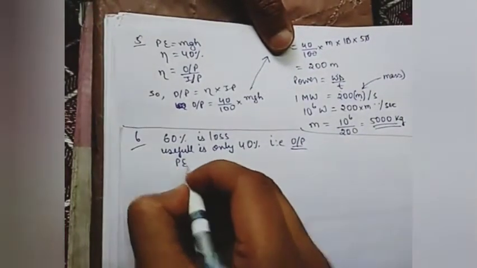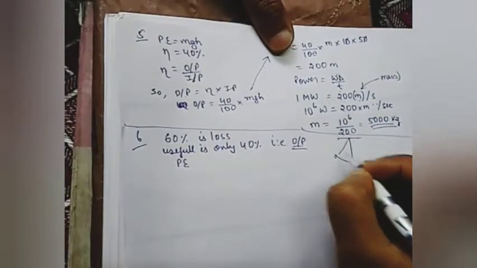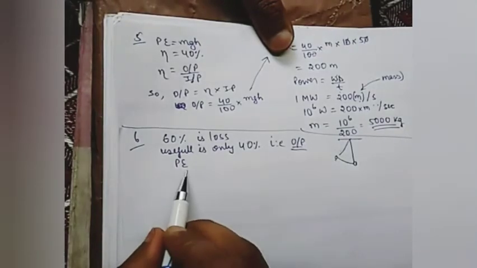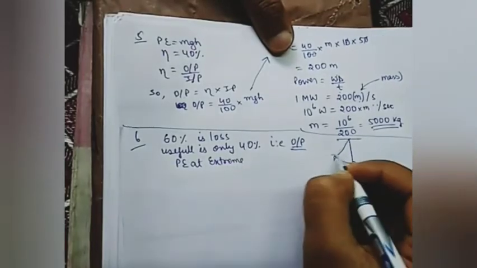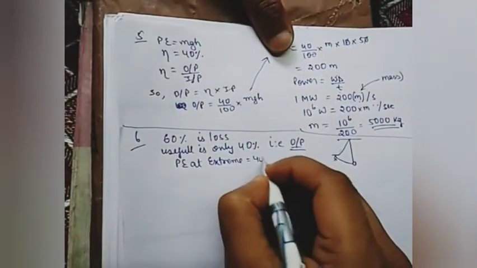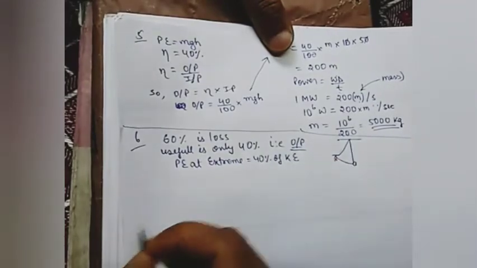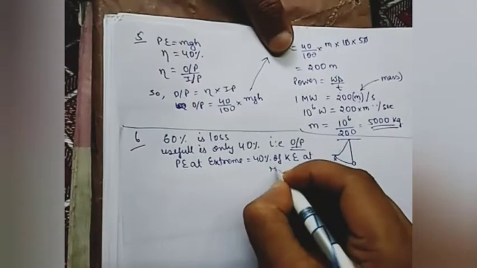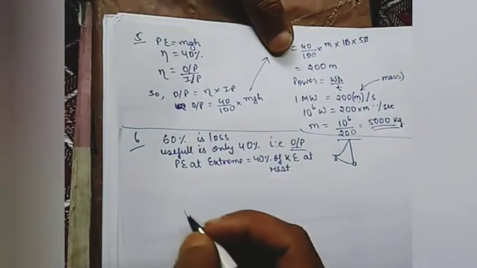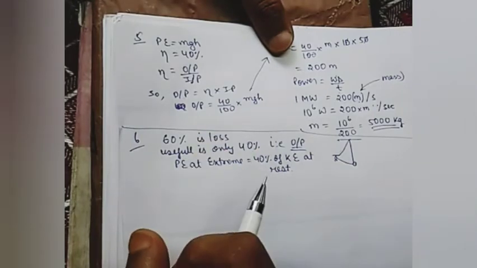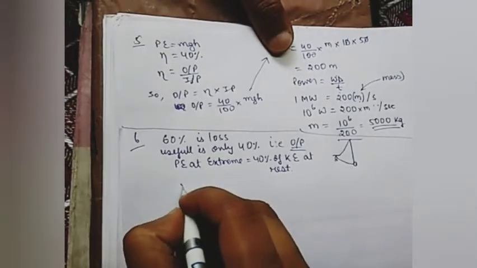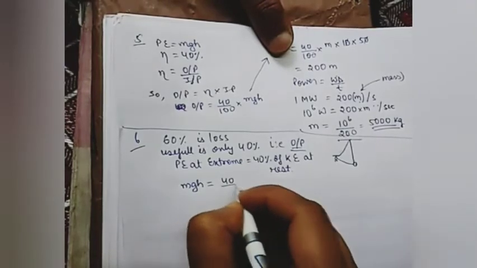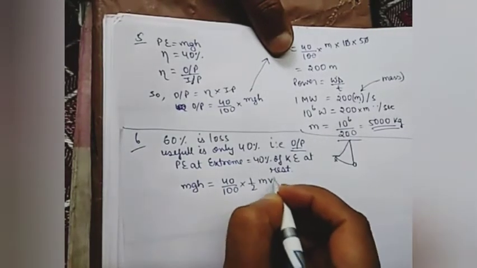So the pendulum reaches up to here. The potential energy at the extreme is equal to 40% of the kinetic energy, because 60% of the energy is lost in overcoming the friction, so only 40% of the kinetic energy is there at rest. Okay, so mgh is equal to 40 by 100 into half mv square.